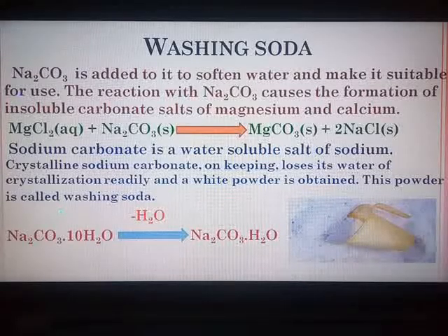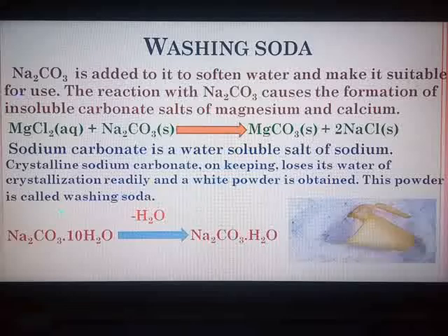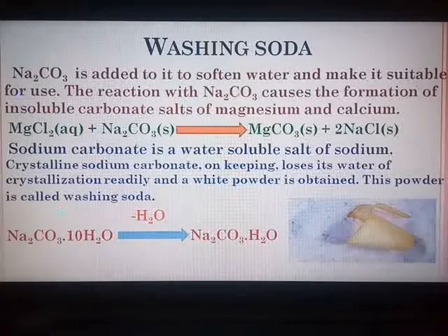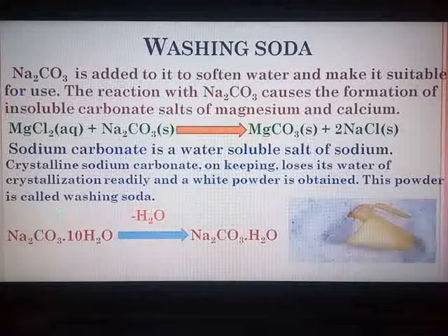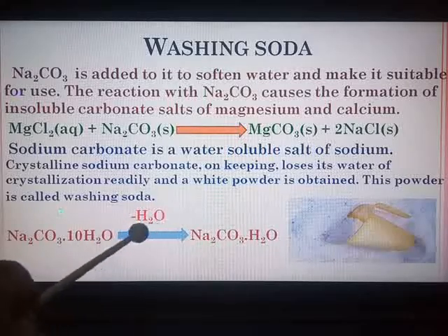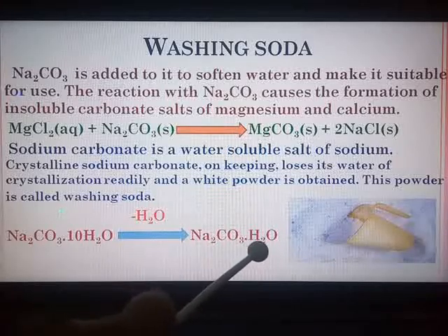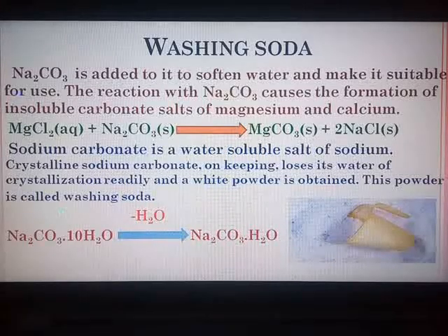Crystalline sodium carbonate, on just keeping it open, loses its water of crystallization and a white powder remains behind, a white anhydrous powder. This powder is called washing soda and it is used basically for washing of clothes. So you can see Na2CO3.10H2O, with 10 water molecules. When the water of crystallization is lost, you will get Na2CO3.H2O, which is nothing but a white powder, that is washing soda.